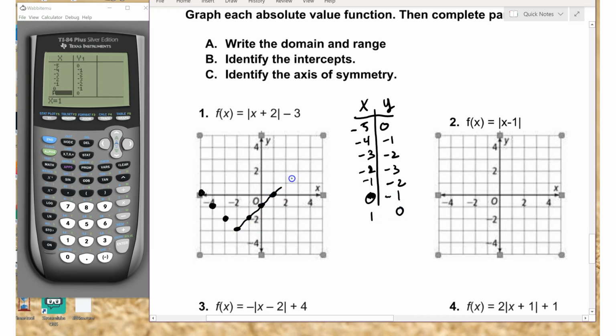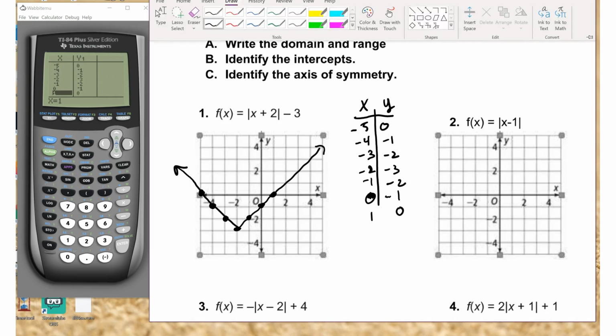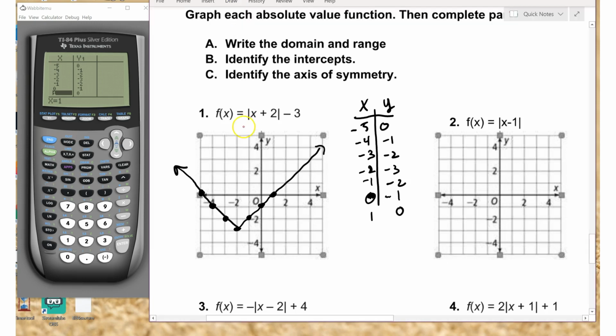I'm going to go ahead and connect the points. Okay. So I'm going to draw my axis of symmetry. It goes right through the vertex. So this is my axis of symmetry. I'll just put here x equals negative 2. That's my axis of symmetry.